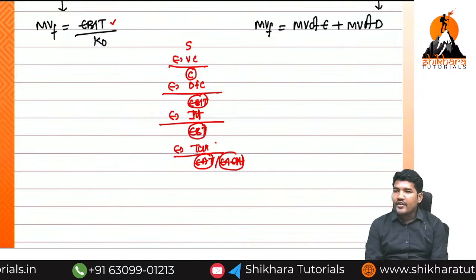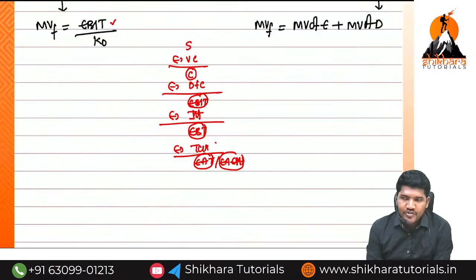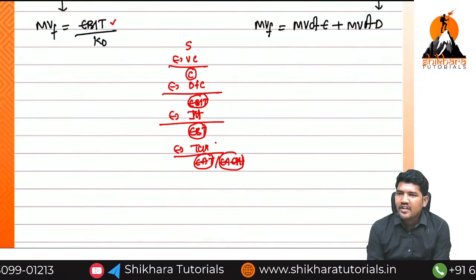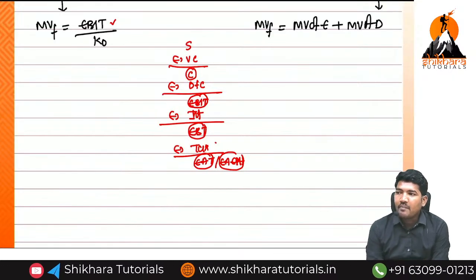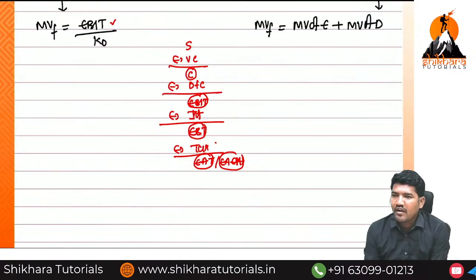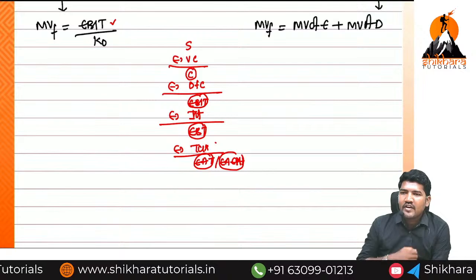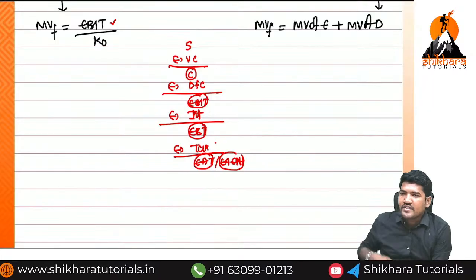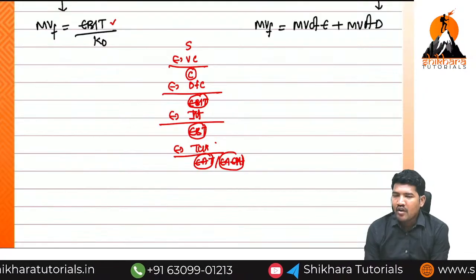You need to learn the alternative names. Contribution is also known as variable profit. EBIT is also known as operating profit, business profit or organization profit. EBT is known as taxable profit. EAT is known as net profit; in our accounts it is the net profit. Clear?